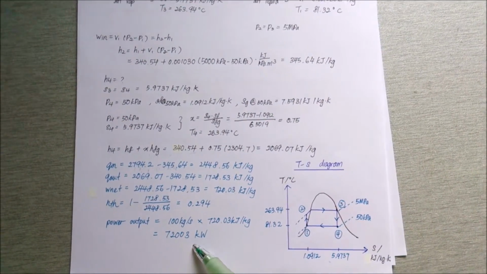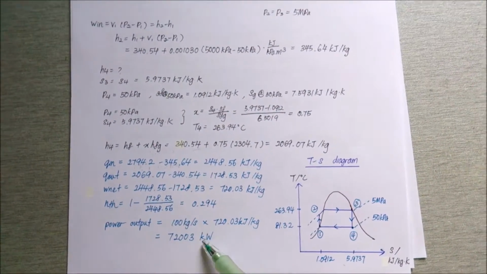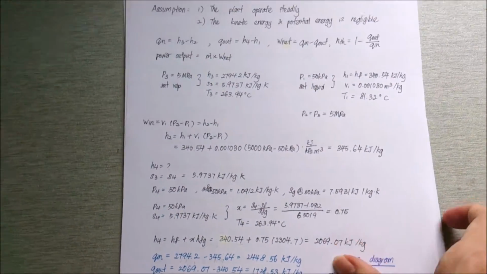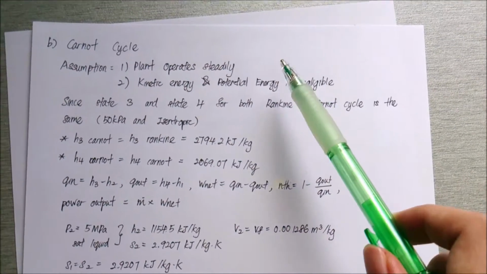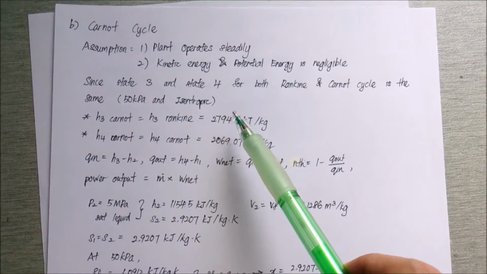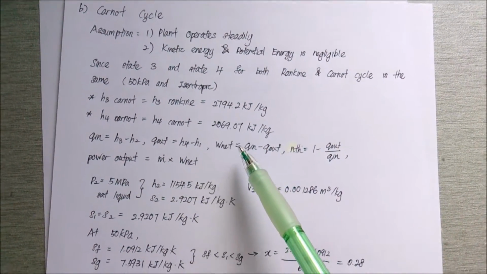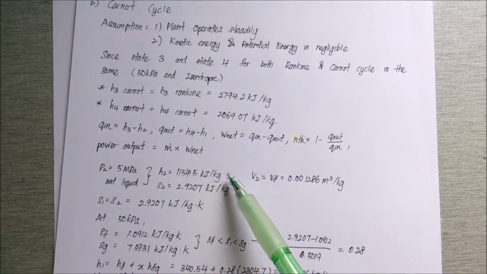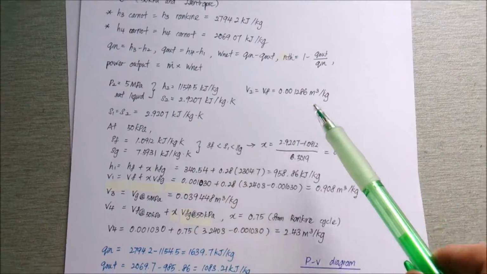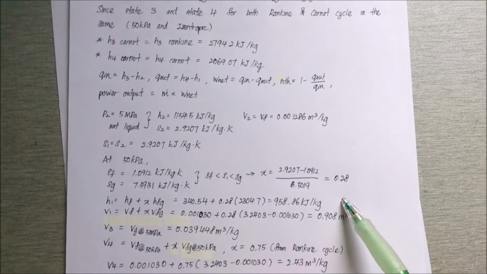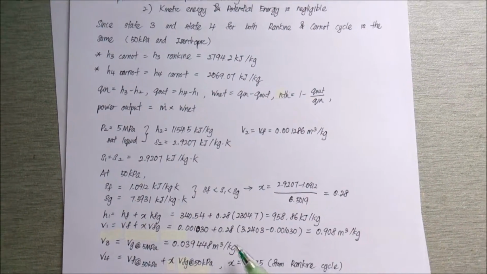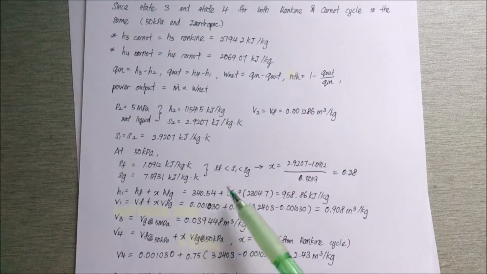And for the Carnot cycle case, it's just like the solution we did just now. We make the same assumption that enthalpy 3 and enthalpy 4 equal those of the Rankine cycle, and enthalpy 2 and enthalpy 1 use the formula just now, and we also find the same values. But this time we need to plot the PV diagram, so we need to find the specific volume of each case. And so we find the values of V1, V2, V3 and V4.